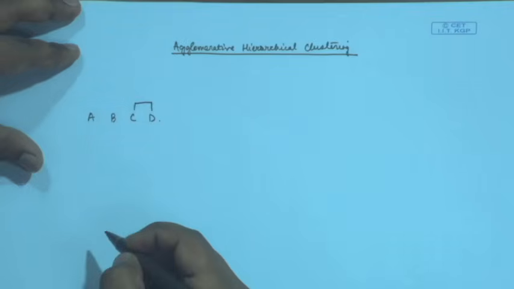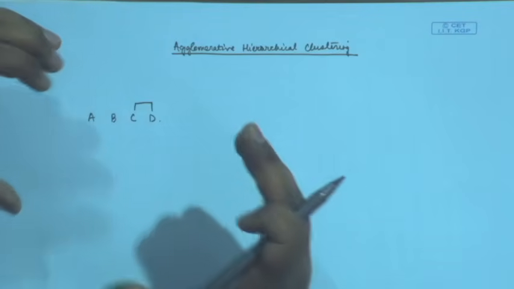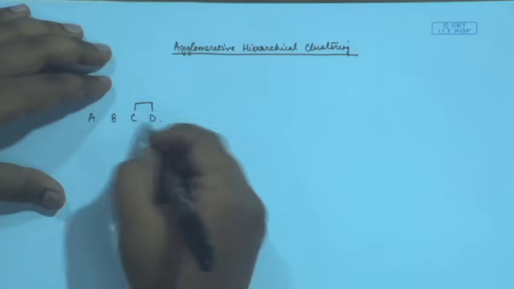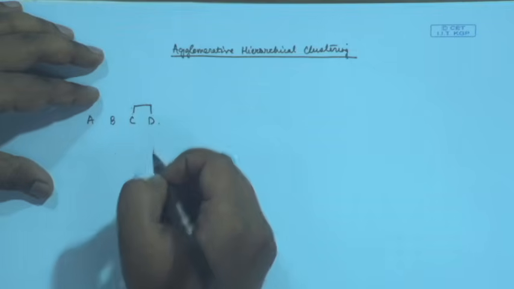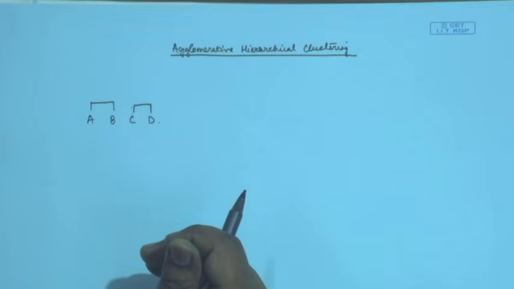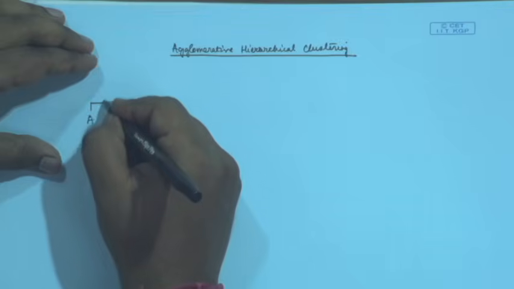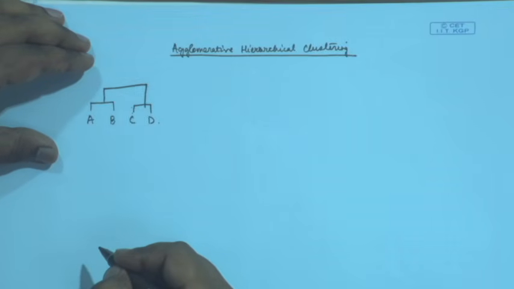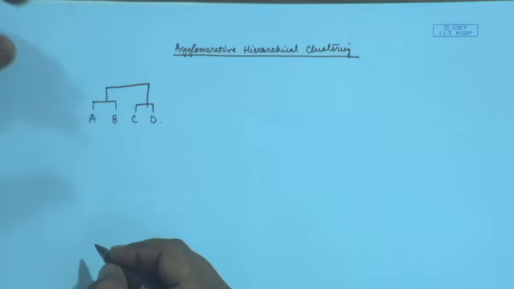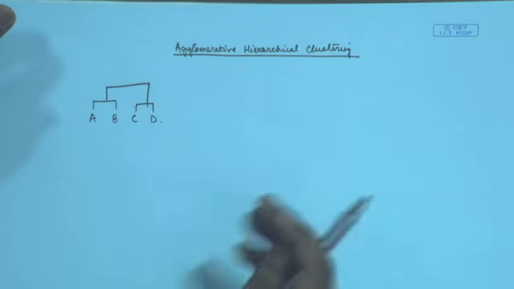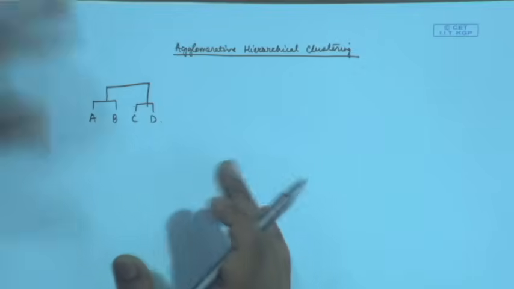And then you keep clubbing together points which are the closest from each other, say C and D are the closest from each other. So you first club them together, and next you see which two clusters are the closest to each other. So you merge A and B, and then finally you merge these two clusters. And what you end up having is called a dendrogram. So this dendrogram can now be cut at a particular height to have certain kind of clusters.